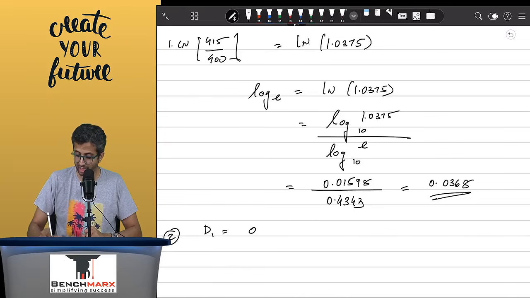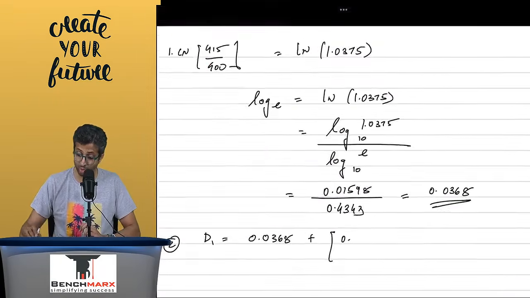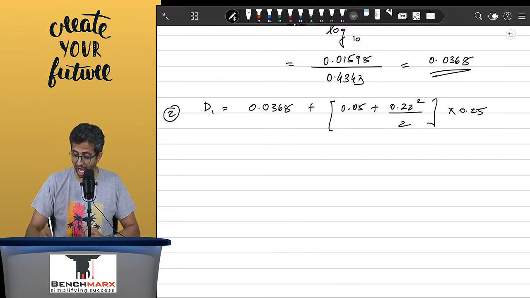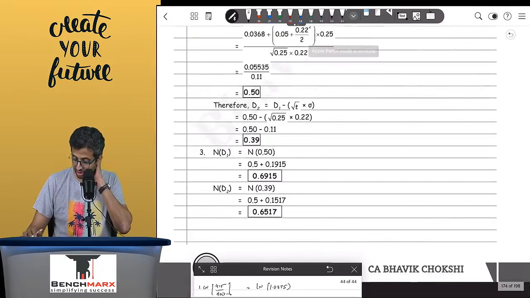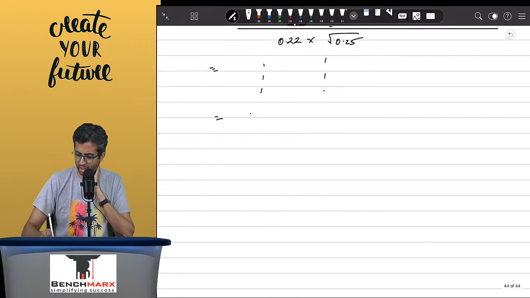So for D1, the natural log, that is 0.0368, is to be taken. Everything is added plus R. R here will be the percentage per annum number, which is 5%, so that is 0.05. The volatility here is 0.22 squared divided by 2 into T, which is 0.25. You divide this entire term by 0.22 into the root of t, so this is into root of 0.25. If you do this calculation, you will get D1 of approximately 0.50.